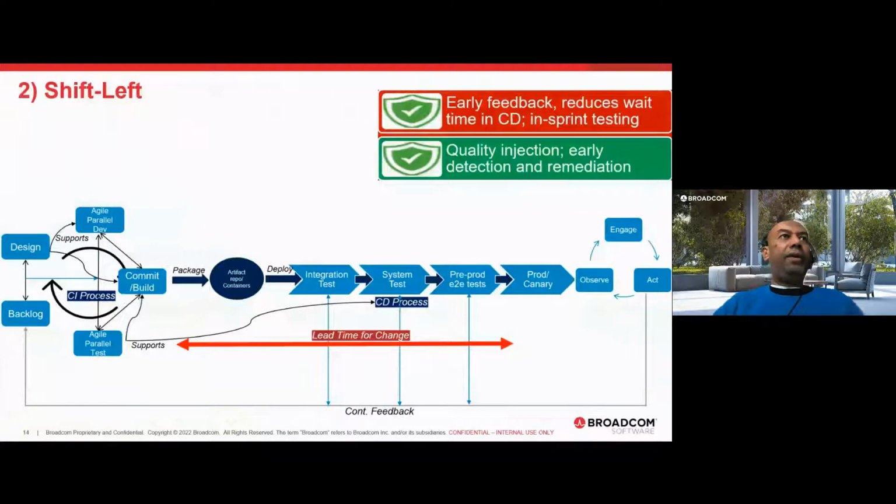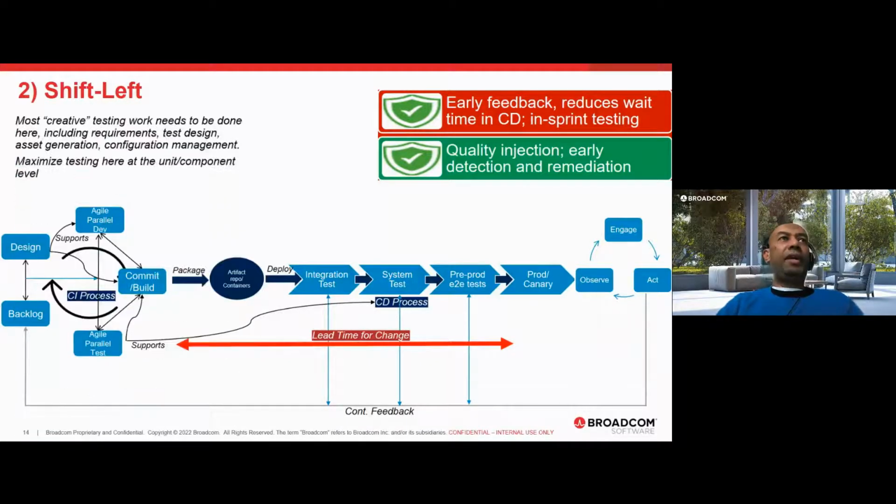Okay, next one, shift left. Now, this is something that I'm assuming all of you are familiar with, and this is probably one of the most influential quality injection disciplines, right? But at the same time, shift left also ensures that the testing artifacts are built out in the CI part of the life cycle so that there is minimal impedance in the CD part of the life cycle. So that means that all the creative work needs to happen here, right? Which is in the CI part of the life cycle.